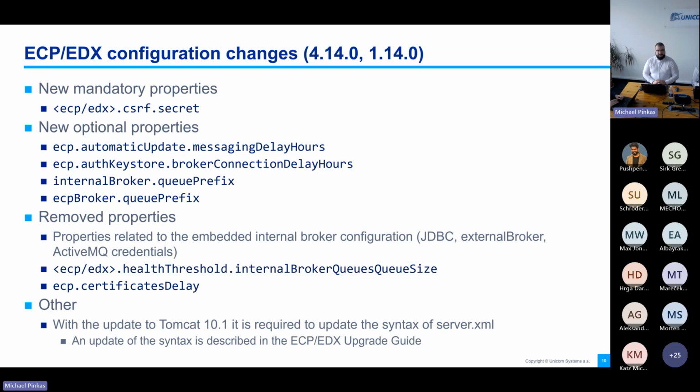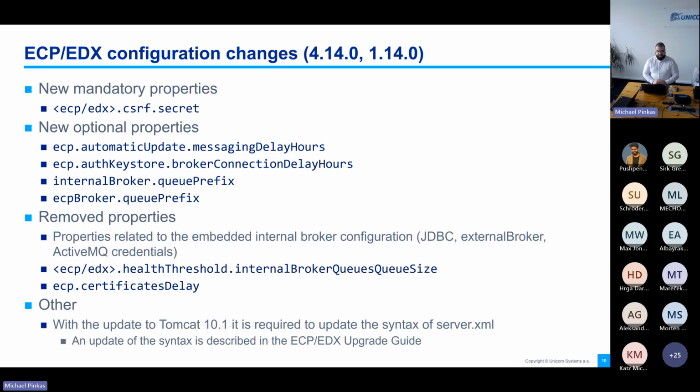As of removed properties, as I already mentioned, the properties related to the embedded internal broker were removed. So the JDBC external broker and active credentials properties were removed, as well as the health threshold specifically for the internal broker queue size metric, which now is not possible to get from the ECP endpoint and EDX toolbox itself. It is possible only from the internal broker, so this metric was removed.